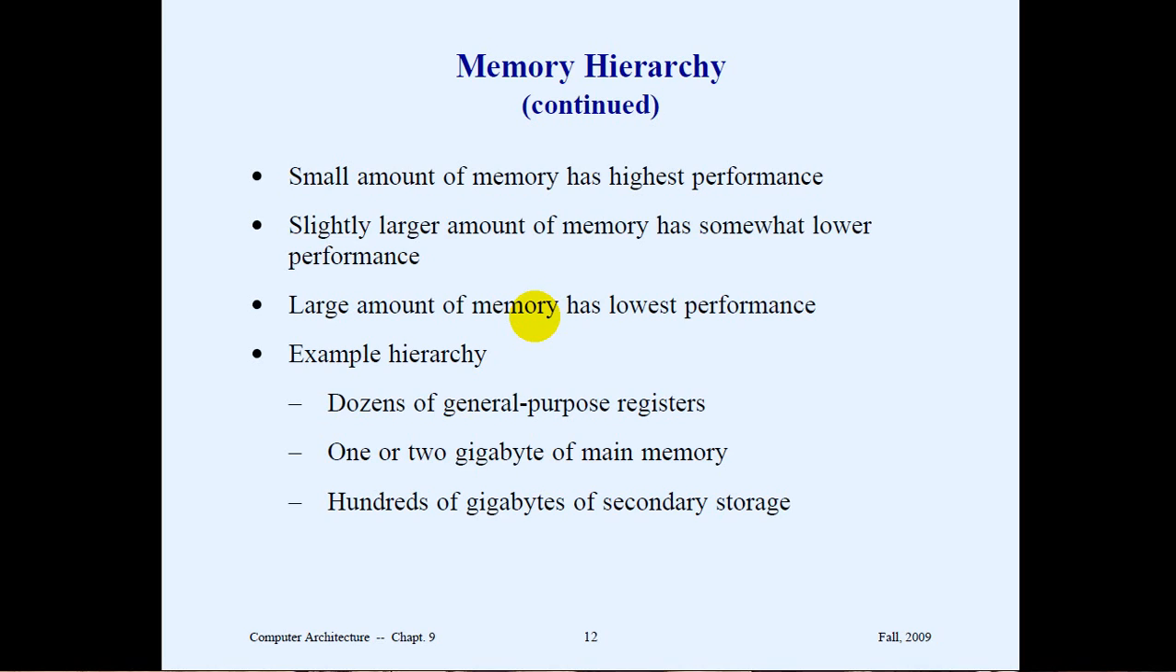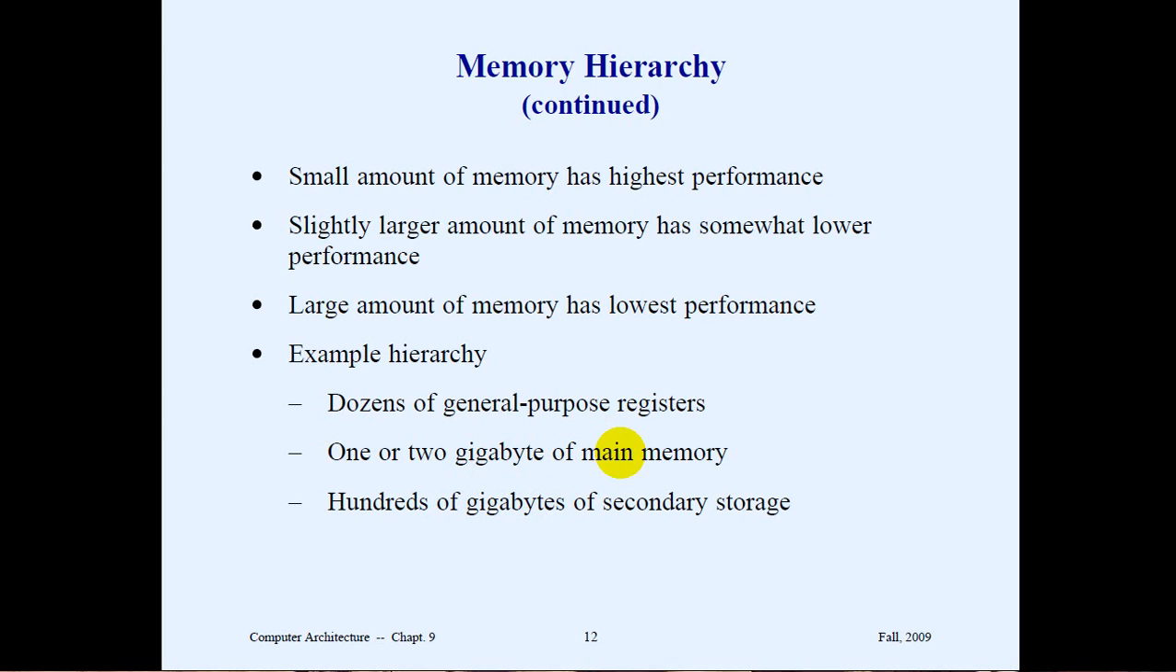So here's an example hierarchy. We'd have a dozen or so general purpose registers stored on the chip, and then 1 to 2 gigabytes of main memory. And this actually doesn't talk about the cache either. The cache would kind of be sitting somewhere between these two. And then, hundreds of gigabytes or even a terabyte of secondary storage.